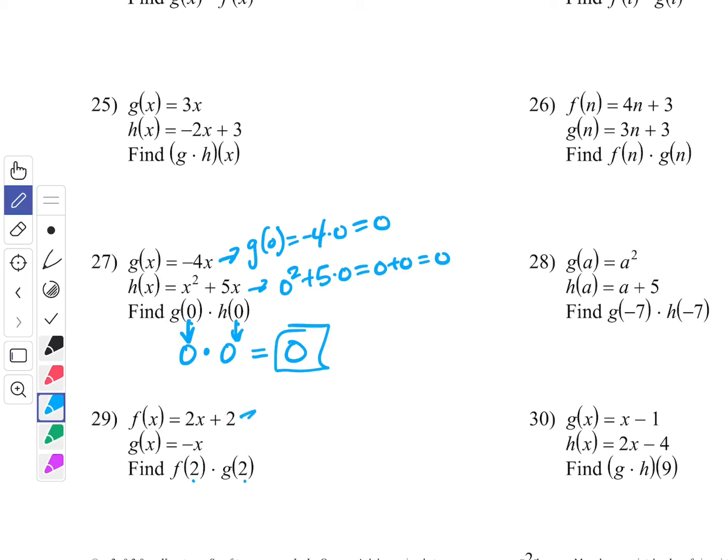But let's try the next one, 29. And I know that's technically not the next one, but we're doing it. So f of 2 equals 2 times 2 plus 2.